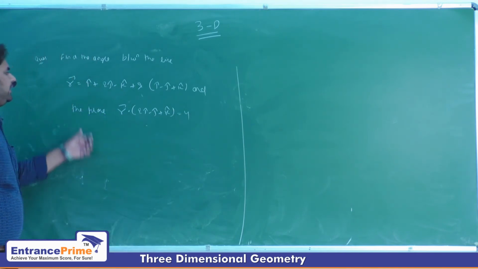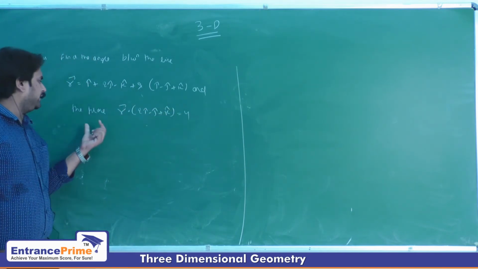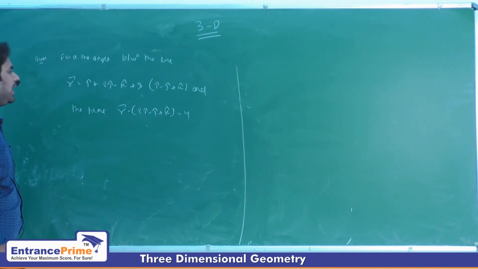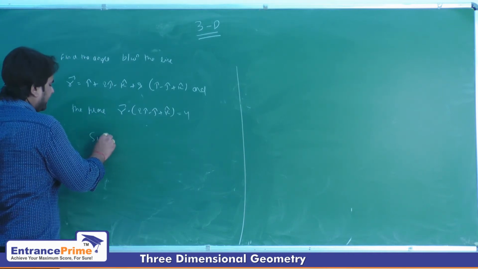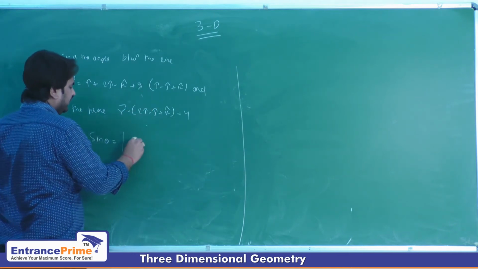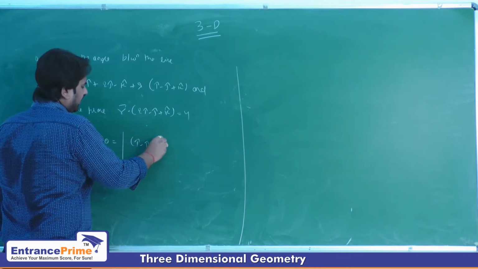This is the equation of a line r is equal to a plus lambda b, and this is the equation of a plane r dot n vector, that is equal to d. So you have to calculate the angle between them. The angle is given by sine theta, that is equal to what? That is your b vector. What is your b vector here? It is i minus j plus k dot.